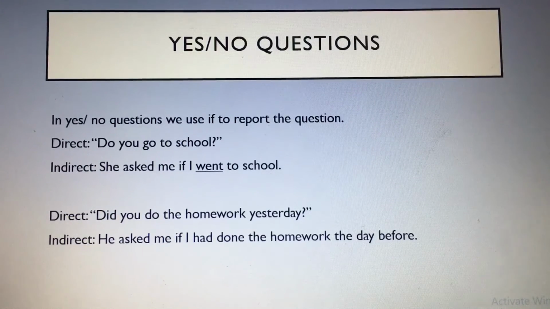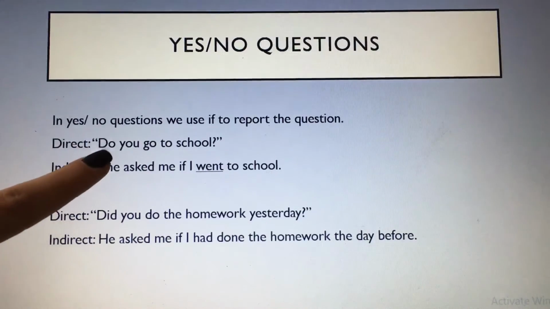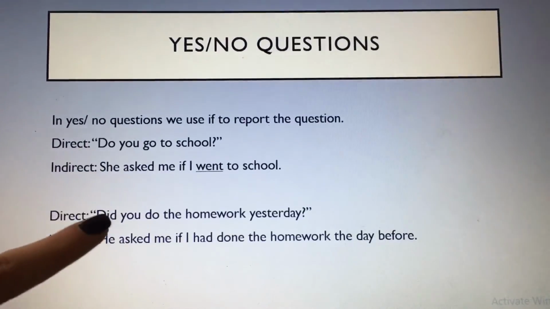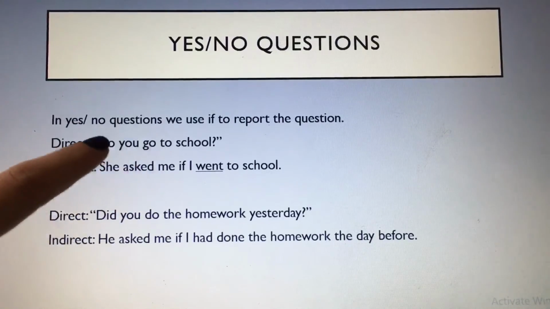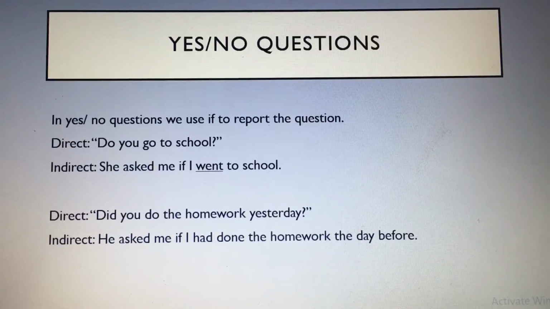Look at example number 2. Direct: Did you do the homework yesterday? He asked me if I had done the homework the day before. So here we change the tense from simple past to past perfect. Here we changed the tense from simple past to past perfect. We have do, simple present, and did, simple past, and usually the verb after do is in base form, always bare.